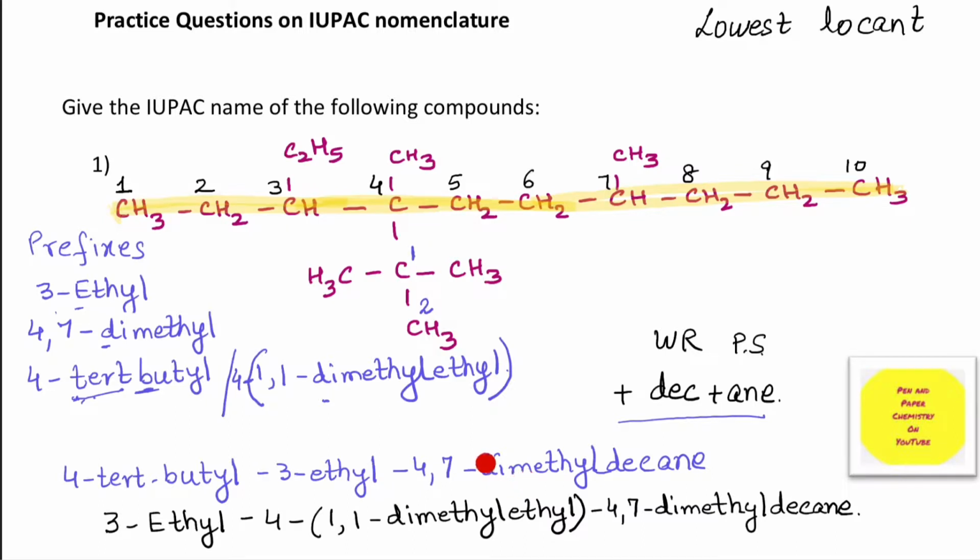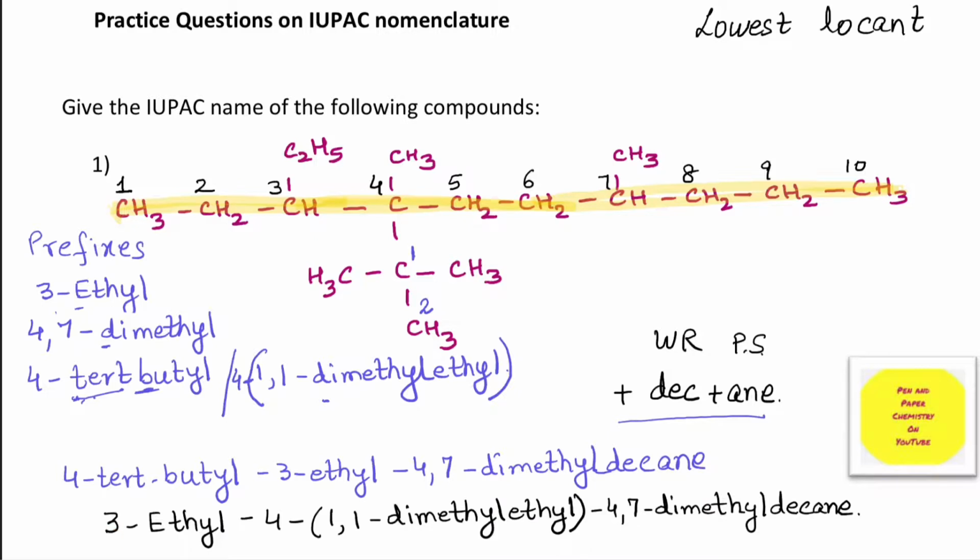4,7-dimethyl. Now it is not that D will come before E, because we are not going to consider the D for the alphabetical order. We'll take the M for the alphabetical order, because my actual side chain or substituent is methyl, not di. Dimethyl is not a substituent. It means 2 methyl groups, followed by the word root and the primary suffix. So this becomes a decane.